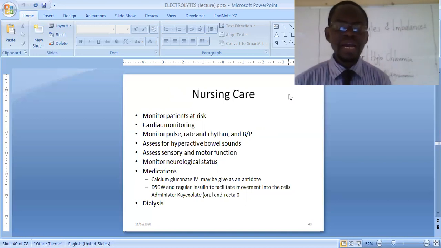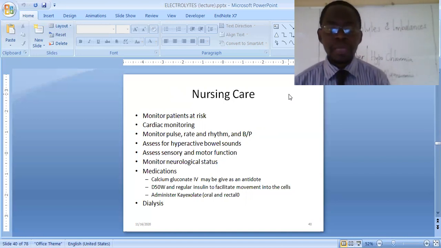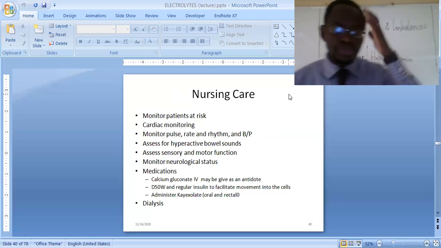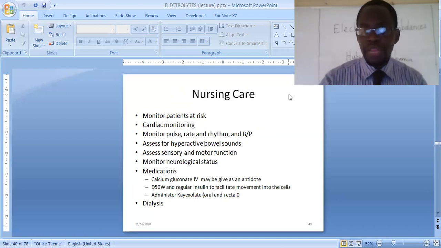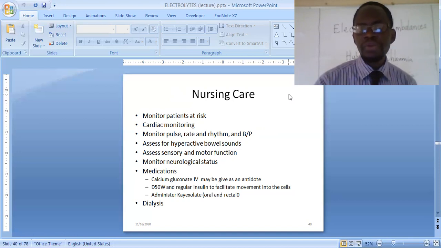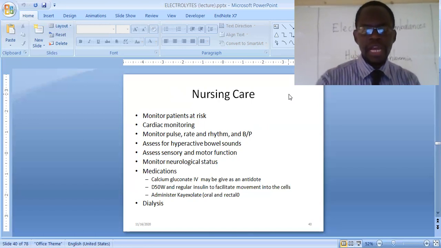Medications that can be given are things like calcium gluconate. We can also give insulin together with dextrose, because insulin drives the potassium inside the cell. And then you can also give Kayexalate. Kayexalate is basically a powder that is taken, and it causes potassium to be absorbed within the GI and taken out via the anus. And then dialysis is important.